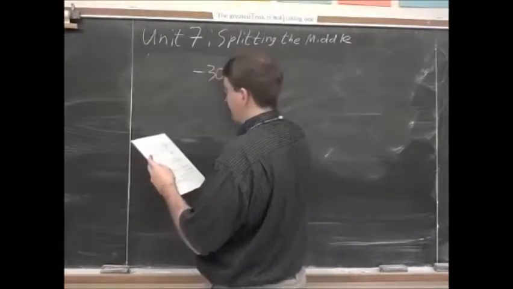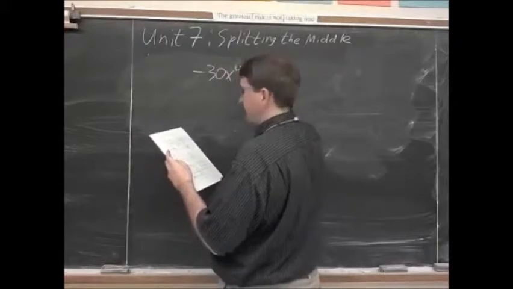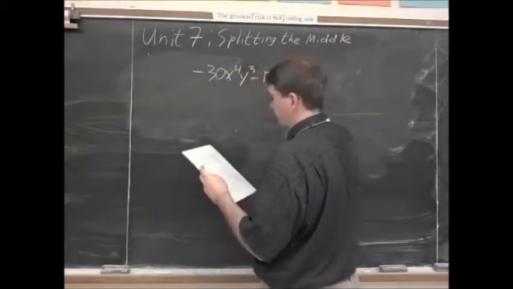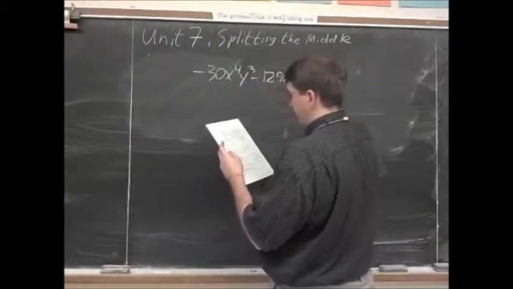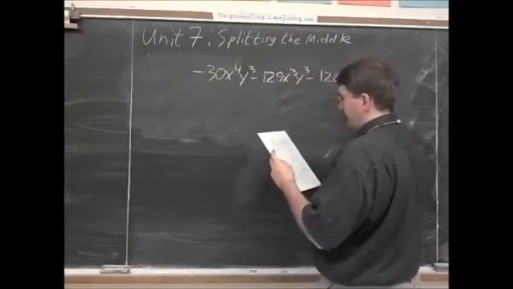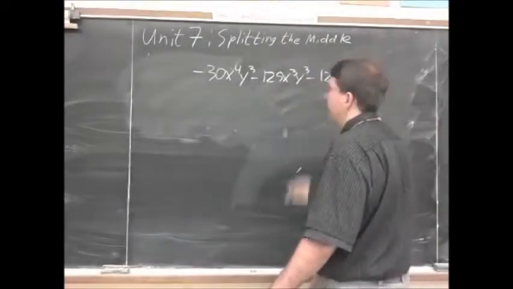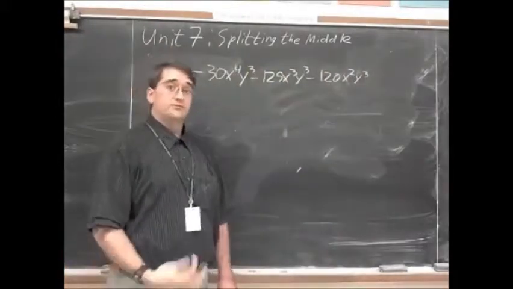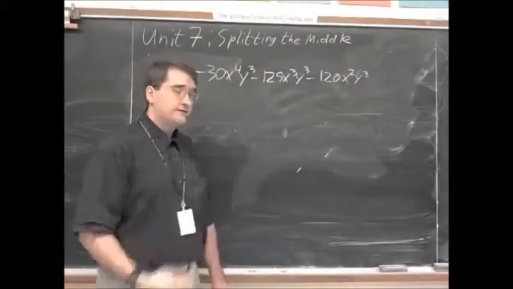Negative 30, x to the 4, y to the 3, minus 125, x to the 3, y to the 3, minus 120, x to the 2, y to the 3. This looks ridiculous, but it's not so bad.